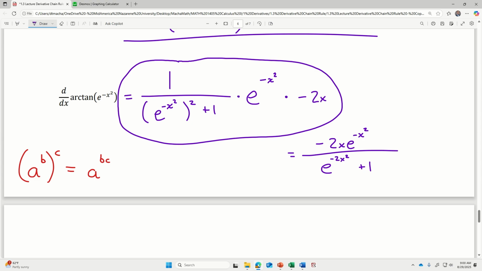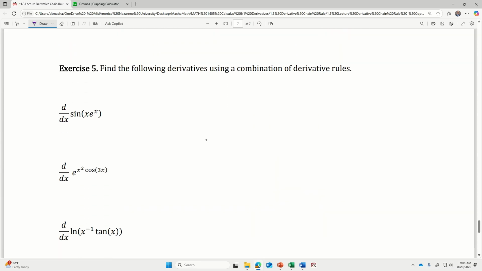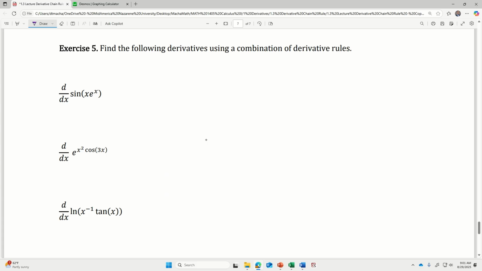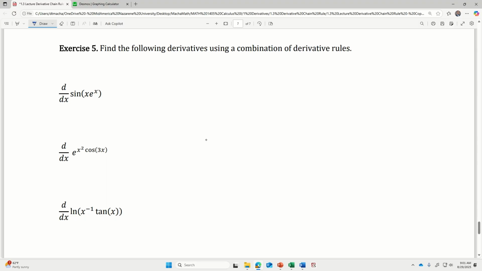Yep. There's lots of correct ways to write things, especially as these expressions get more and more complicated. There become more and more different ways to write them, naturally. So we're still using the derivative chain rule now, but we're also going to combine it with the derivative product rule. You're going to see what I mean right now.